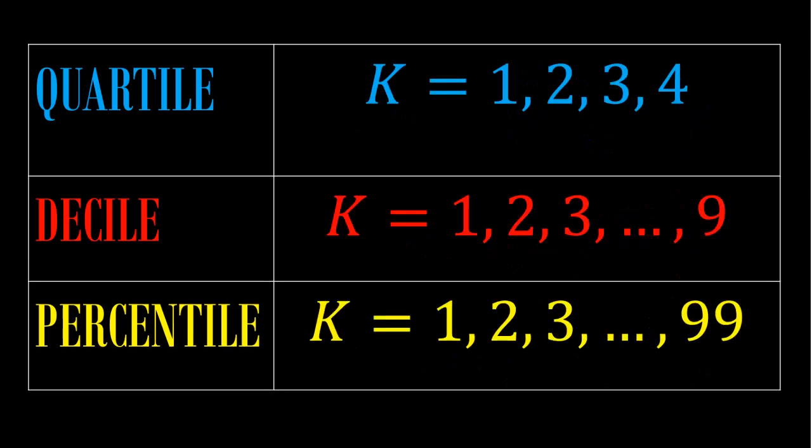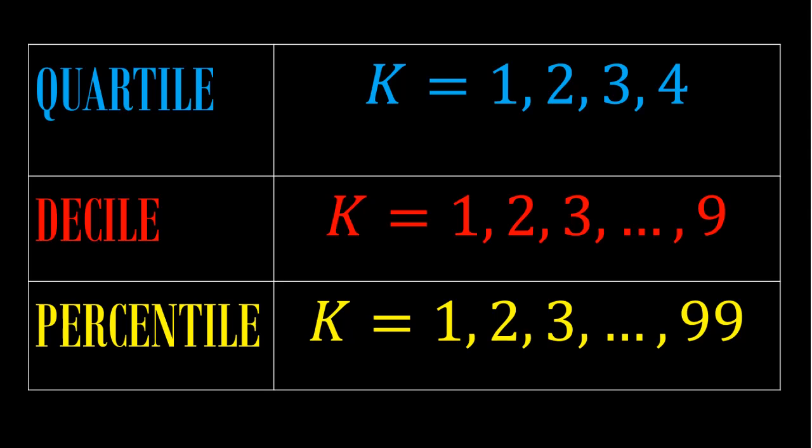Dun sa quartile, guys, yung K doon, apat lang yan. That is 1, 2, 3, 4. Sa decile naman, meron tayong 1 to 9. So, 1, 2, 3 hanggang sa 9. And sa percentile, that is hanggang 99. 1, 2, 3 hanggang sa 99.